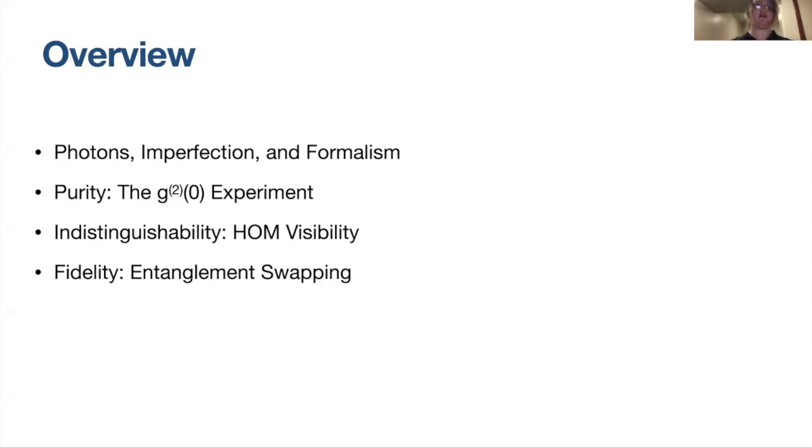One is called the g2 naught experiment, which corresponds to a measure of photon purity. One is the Hong-Ou-Mandel experiment, which corresponds to a measure of indistinguishability. The last is that we'll be measuring the fidelity of a protocol known as entanglement swapping.